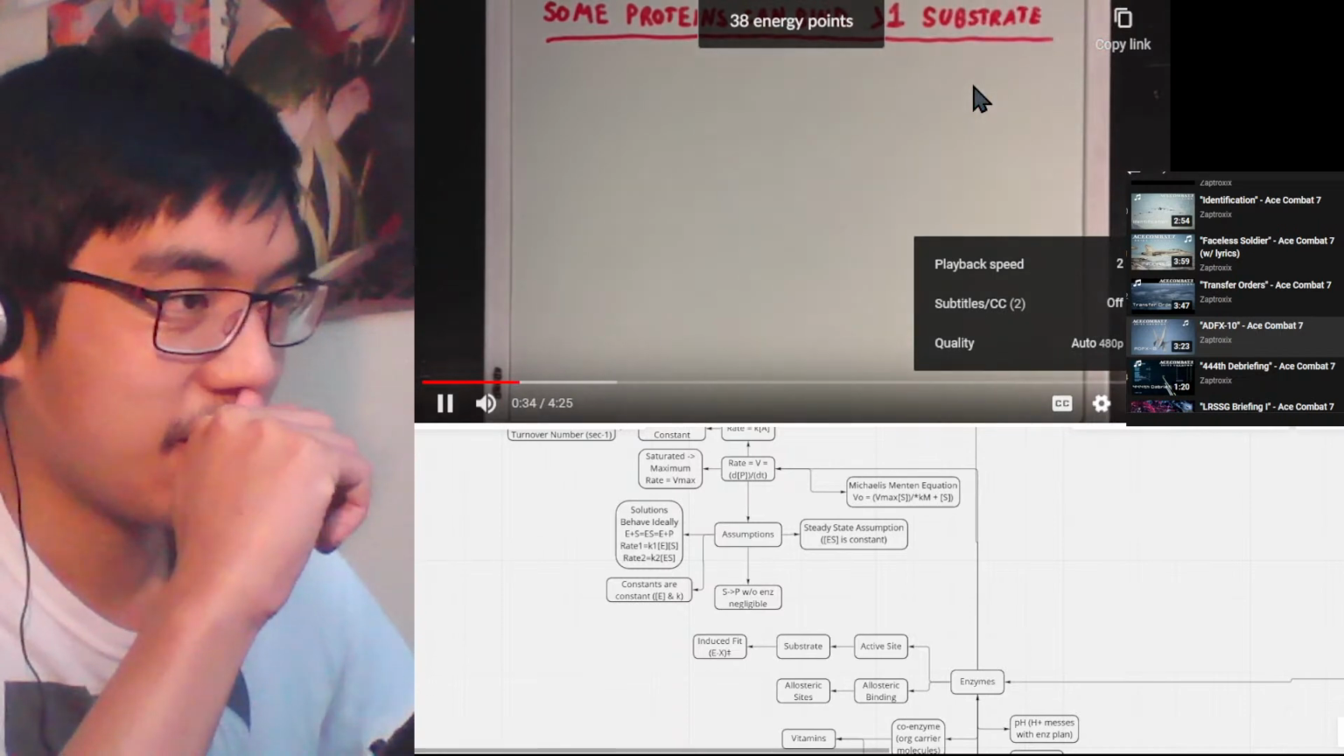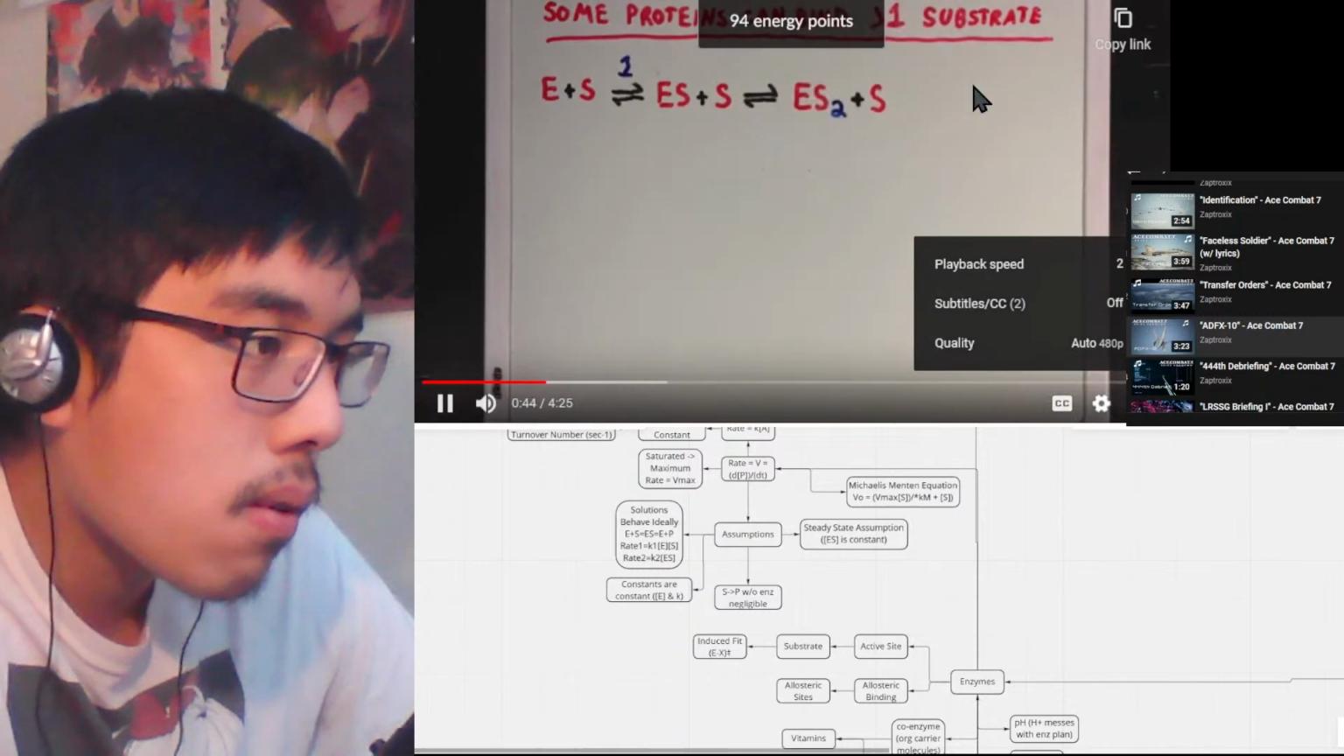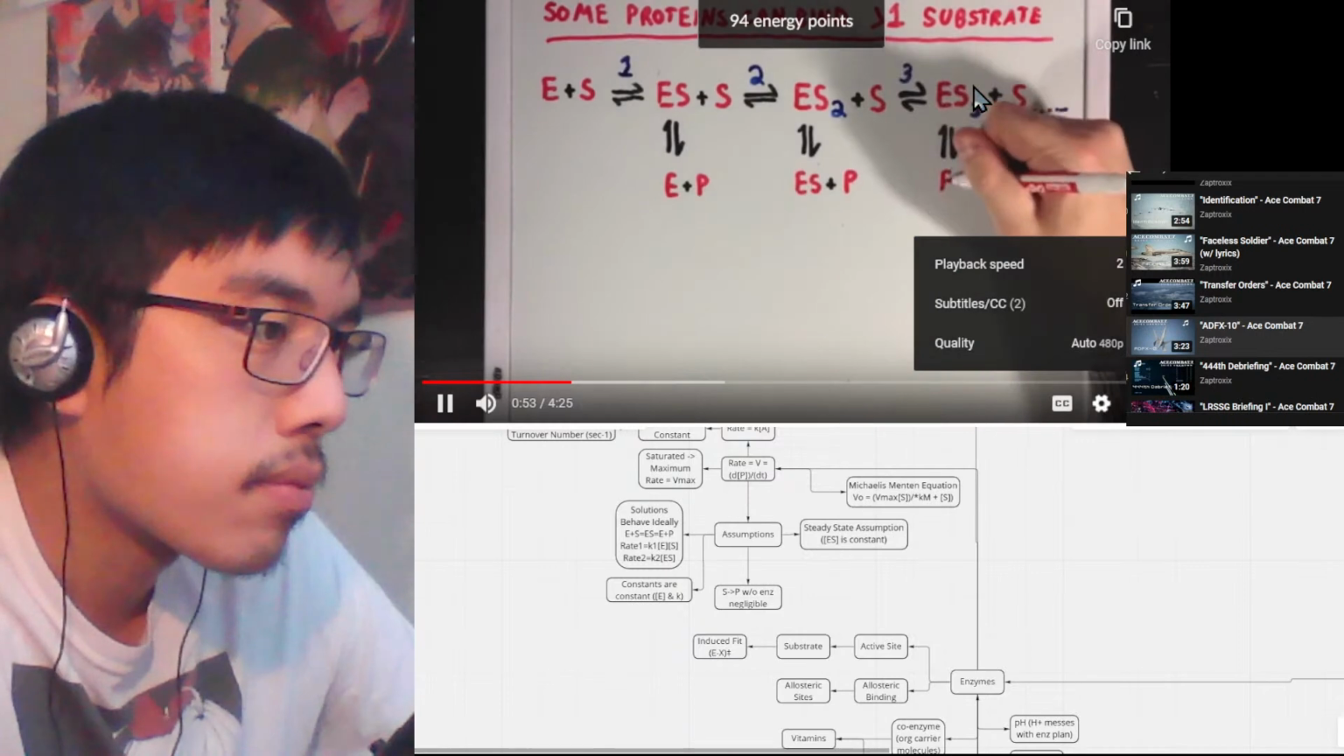some enzymes can bind more than one substrate, and not all enzymes have just one active site. So E plus S can form ES through what I call reaction 1, but some enzymes can react with another molecule of substrate to form ES2 through what I call reaction 2, and again to form ES3 through reaction 3, and so on. Now, these enzymes can form product at any stage of this process, no matter how many molecules of substrate are bound.